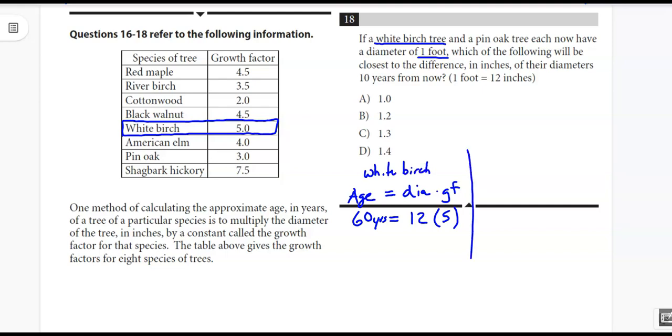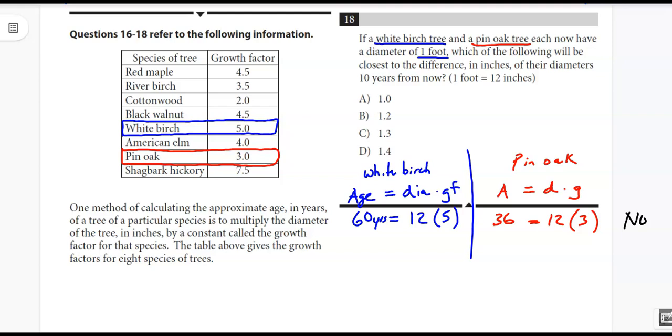All right, and then in red I'm going to do the other one, the pin oak. The pin oak is here. It's pretty similar: age equals diameter times growth factor. This is the pin oak side. The diameter is 12, the growth factor is 3. So that one is 36 years old. So all of this right here is now.